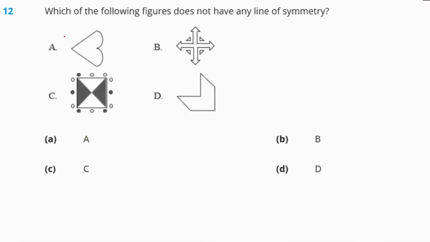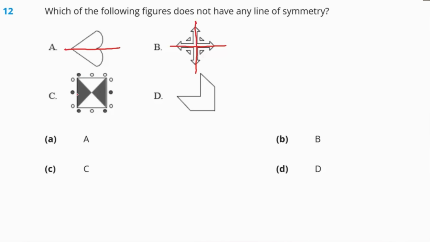Which of the following figures does not have any line of symmetry? So here 4 figures are given and we have to find out which of these figures has no line of symmetry. See here, there is a line of symmetry for this picture, and in this picture also there is a line of symmetry. Okay.